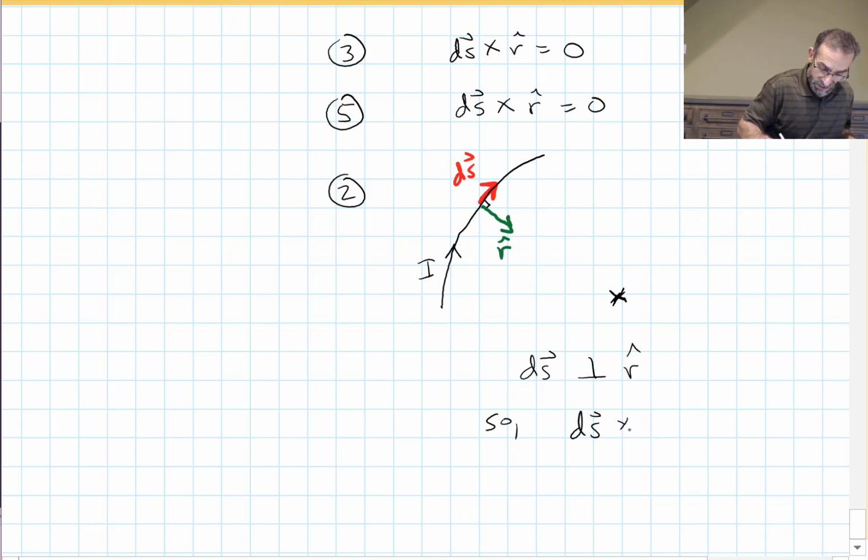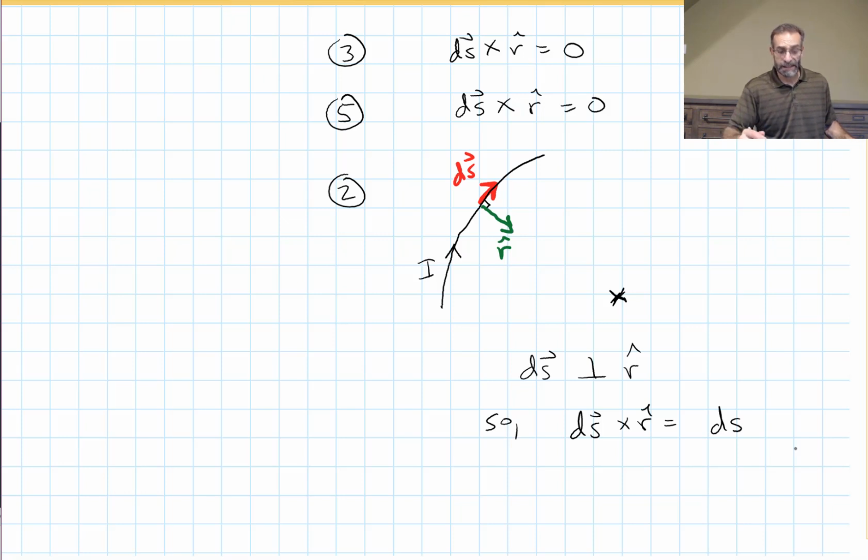So, what's ds cross r hat? Just ds, right? It's ds times the magnitude of r hat, which is 1, times the sine of 90 degrees, which is 1. It's just ds.